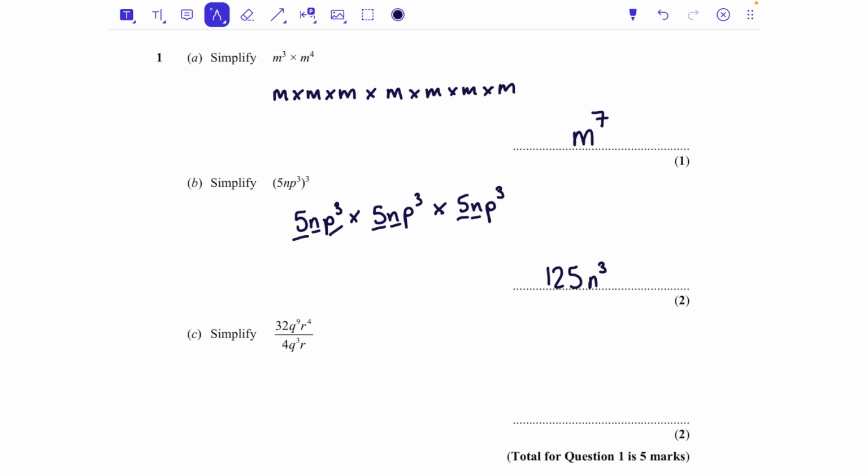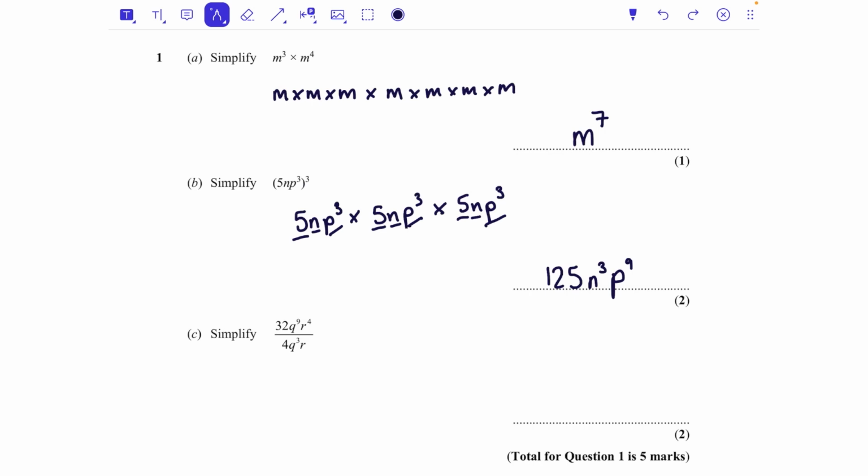And then I've got p cubed times p cubed times p cubed, and we saw, as with the example above, that when we times, we add the powers, so p to the power of 9. But a power of a power like this, you can times them, which also gives you 9.